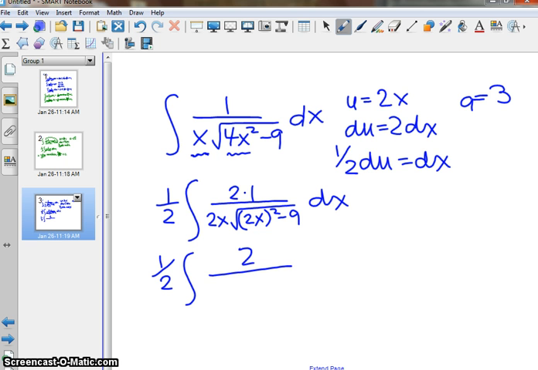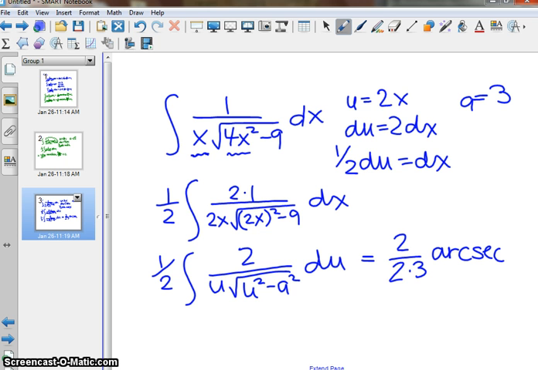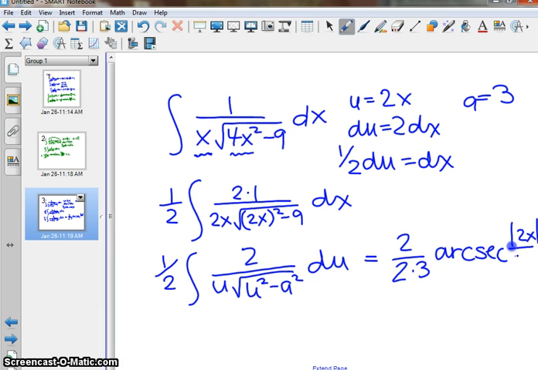So I have a 2 in the denominator, 2x is my u. Then I have a u squared minus a squared du. That's my formula for inverse secant. I have to take 1 over a. So I have a 2 in the numerator. I've already pulled out a 2, so I'm going to put that over a, which is 3. Arc secant of the absolute value of u over 3 plus c. So I want to rewrite that, so it's 1/3 arc secant absolute value of 2x over 3 plus c.